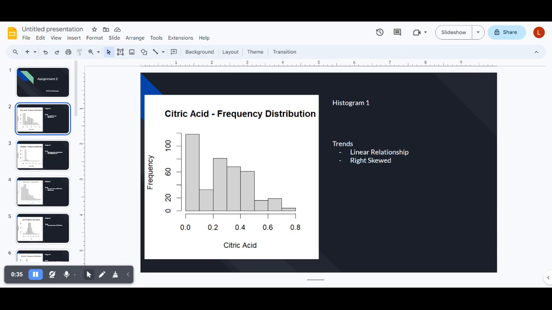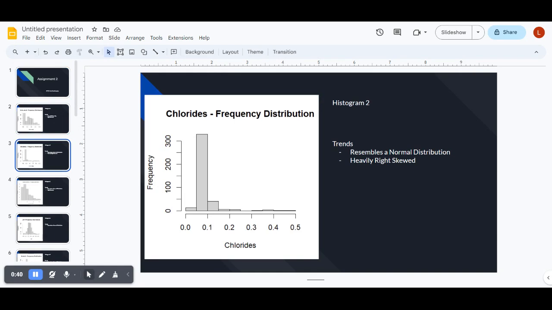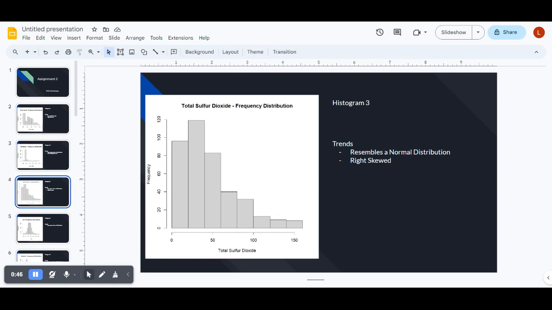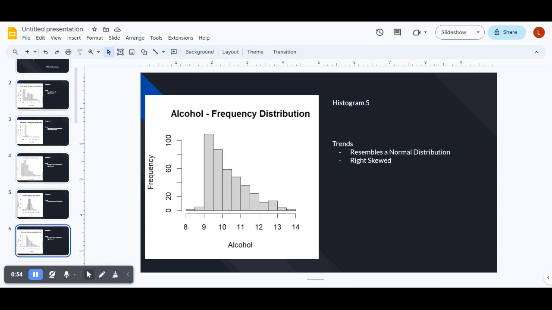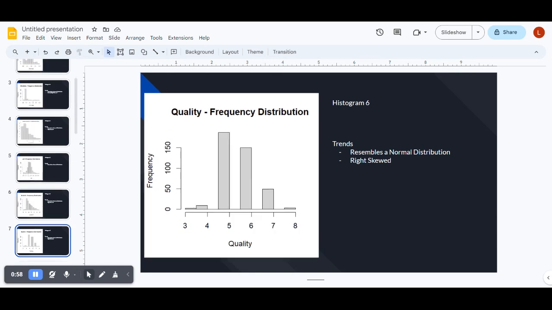As we can see from here, citric acid follows a linear relationship and is right skewed. Chlorides resemble a normal distribution and are heavily right skewed. Total sulfur dioxide resembles a normal distribution and is right skewed. pH resembles a normal distribution. Alcohol again resembles a normal distribution and is right skewed. Our output variable resembles a normal distribution.